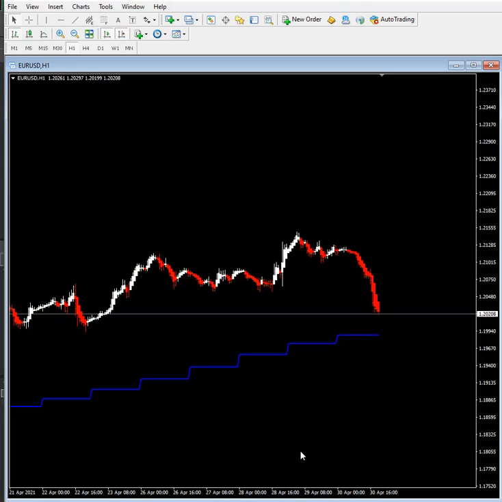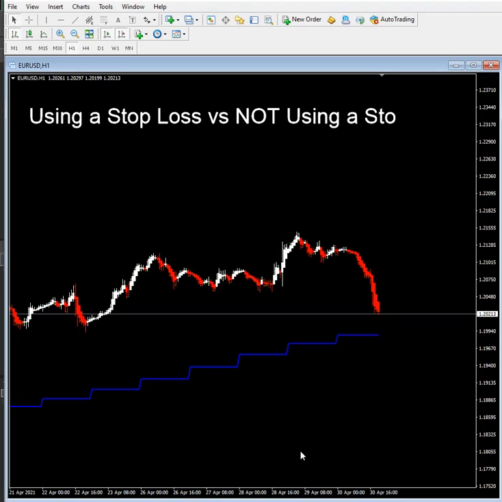The subject today then is using a stop loss versus not using a stop loss. Having one and not having one. In my mind, there's 4 ways you can trade the Forex market. In fact, not just the Forex market, but stocks, commodities, Bitcoin even, whatever you're trading. There's really 4 ways to trade.